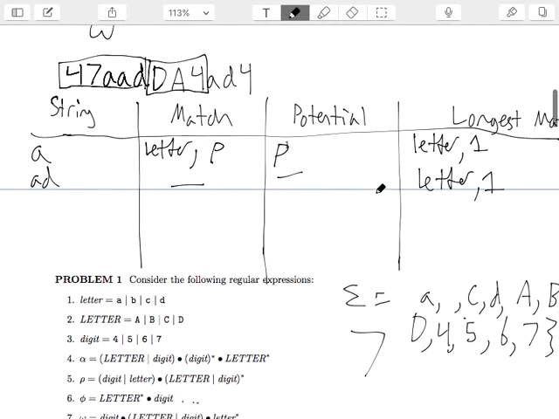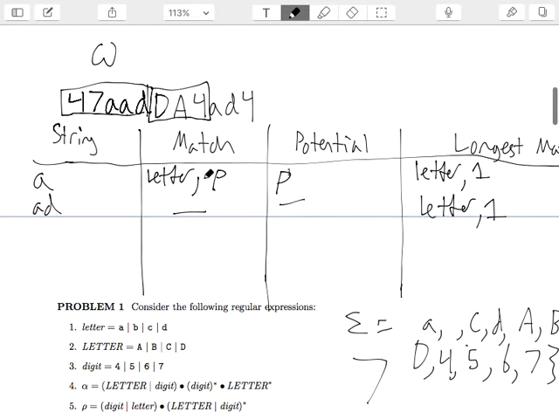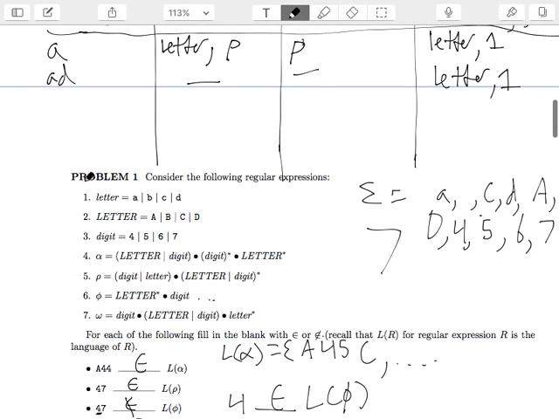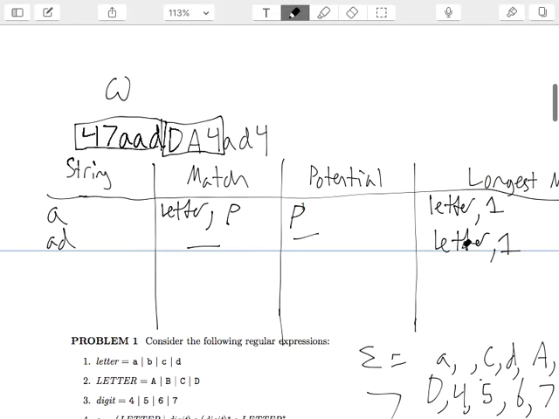Right, so possible mistakes. Some people would return row here instead of letter, by not properly doing the ordering rule. It's important to remember that all of these are possible tokens that we can return. So you've only eaten A, just A, because letter doesn't match AD. It only matches lowercase a. So then we know it goes like here.